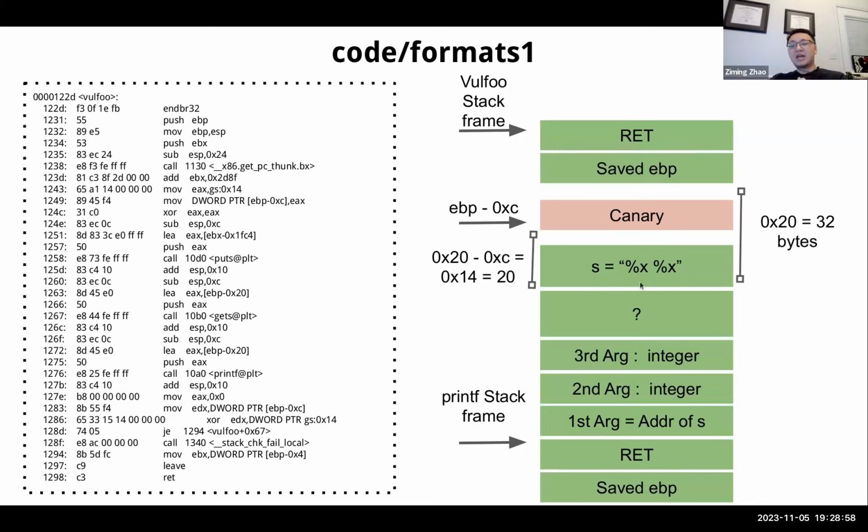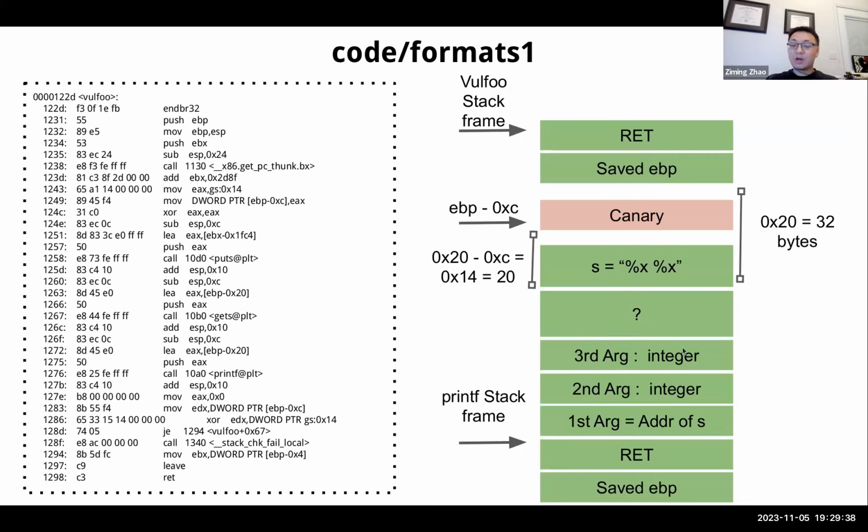If we have %x here, then the printf function will think that besides the format string, there should be two more arguments on the stack. The second argument will be the first argument's address plus 4, and the third one will be plus 4 again. However, at those addresses, we didn't put anything. We only input to s. So whatever is left there will actually be printed out.